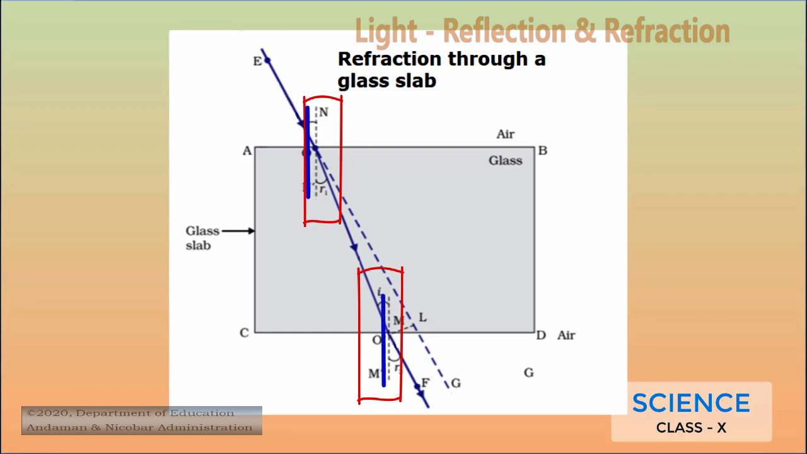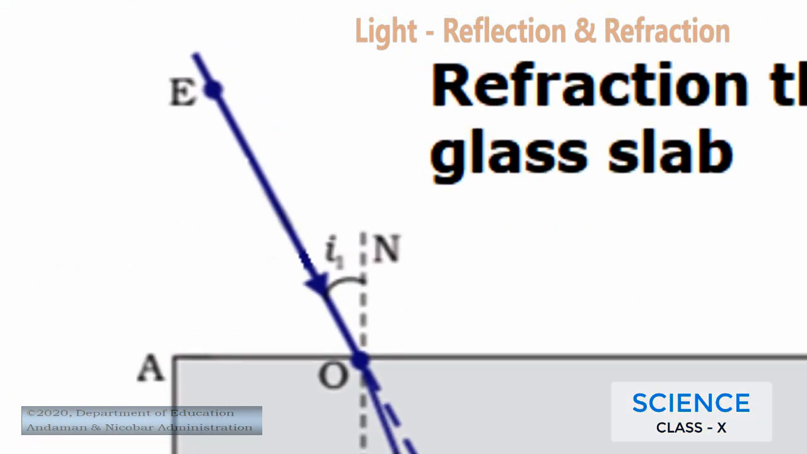Normal line is drawn on the point perpendicular to the surface. Now in the first case we can see when the incident ray falls on the surface, then an angle is formed. We denote this angle as I1, that is incident angle.